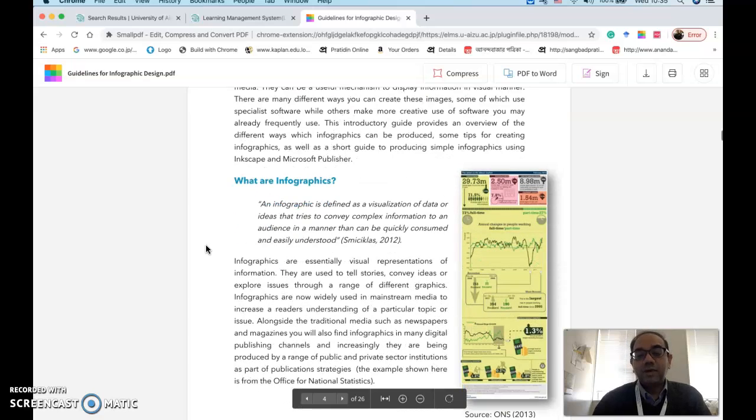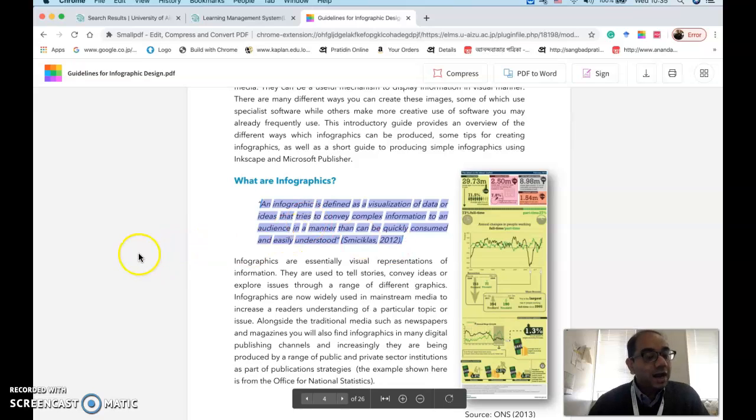So what are infographics? An infographic is defined as a visualization of data or ideas that tries to convey complex information to an audience in a manner that can be quickly consumed and easily understood. So when you're trying to show a trend, or a complex concept, and you lay it out in such a way that it becomes visually very informative and easy for people who have no idea of the field to understand it, that's what is called infographics. So basically in infographics, you're making a difficult concept easy to understand.